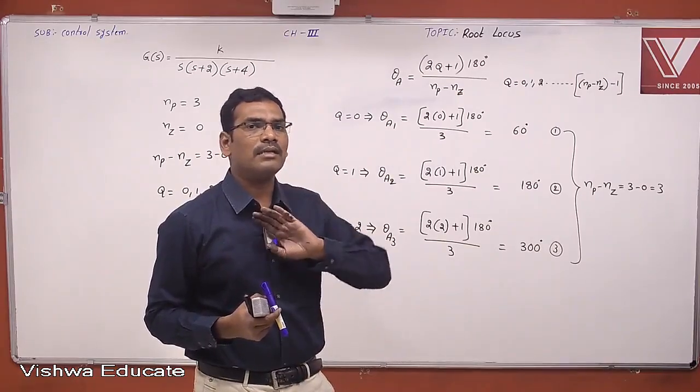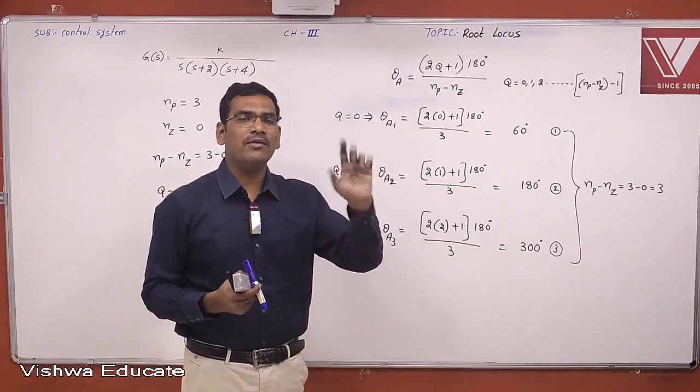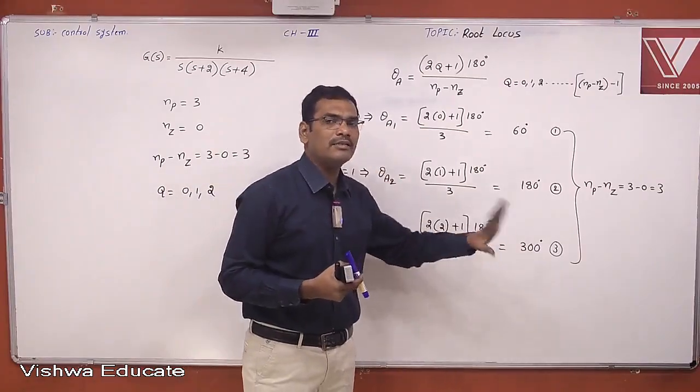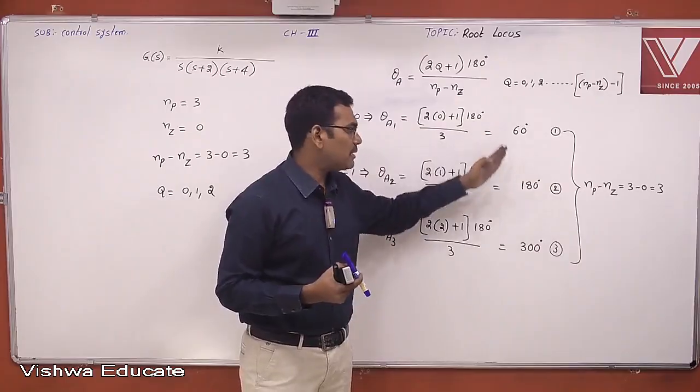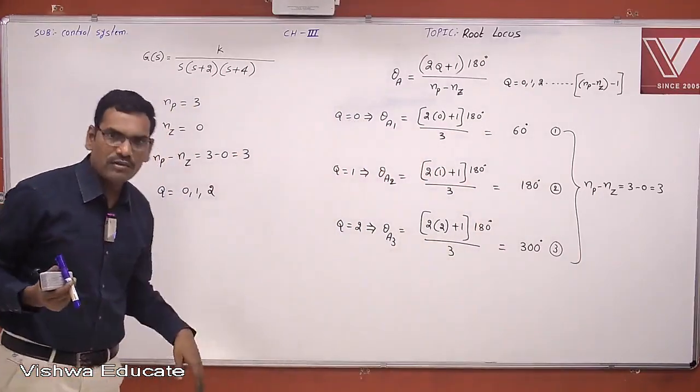60 degrees means if you go 60 degrees, you will meet 0. 180 degrees, if you go 180 degrees, you will meet 0. If you go 300 degrees, you will meet 0. Understand? These are the angles of asymptotes. And this is the formula for that. First you note this down.